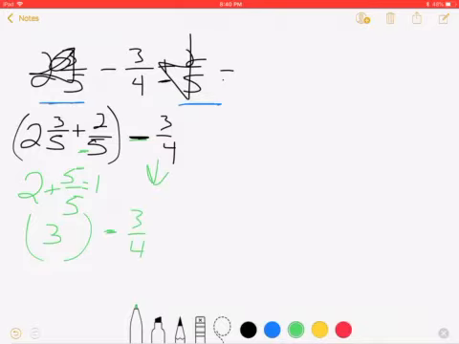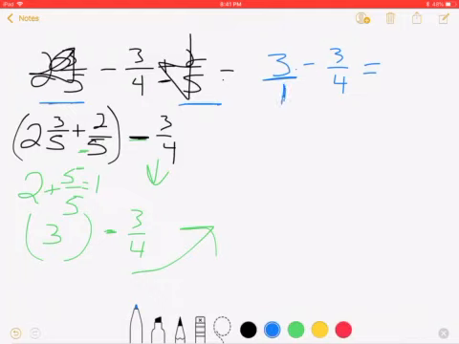I'll bring the rest down, right? So 3 minus 3/4. How do we do that? Ms. Durham's going to move over here to the side, right? So here I have 3 minus 3/4. Now, two things here. I need common denominators, but I don't even have a denominator over here. How do you change a whole number into a fraction? You put the number over 1.